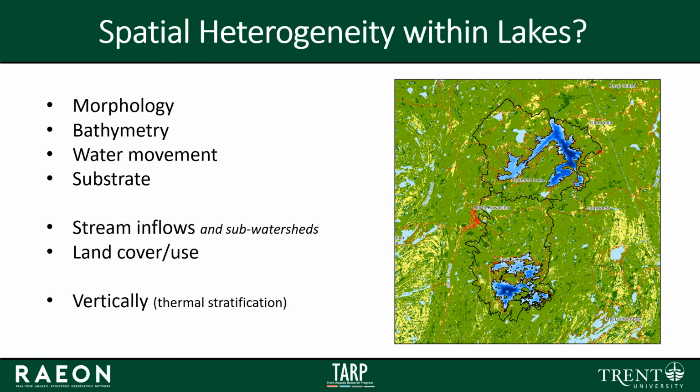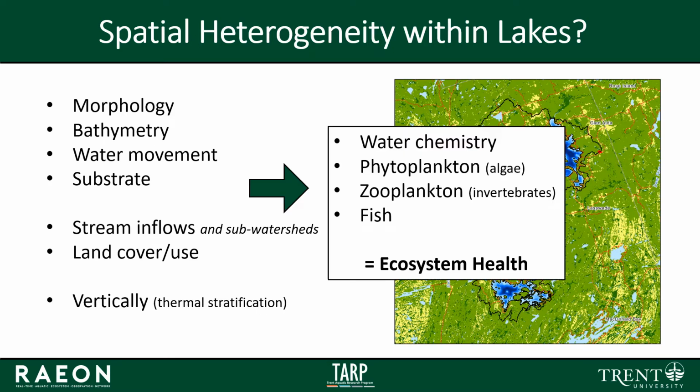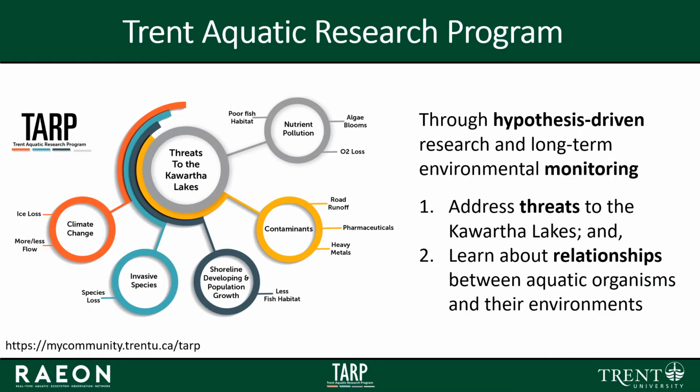Finally, lakes can be heterogeneous vertically. So if you've ever gone swimming in a lake and you felt that warm layer of water at the top, that cold layer of water by your feet, you've experienced thermal stratification, whereby there are vertical differences in the water due to a lack of mixing. And these spatial heterogeneities can in turn affect the water chemistry of lakes, the growth of phytoplankton, zooplankton, and even the movement and behavior of fish. But despite all this heterogeneity, when we go out to sample lakes, we still often just sample at one location and use that sample to infer its ecosystem health.